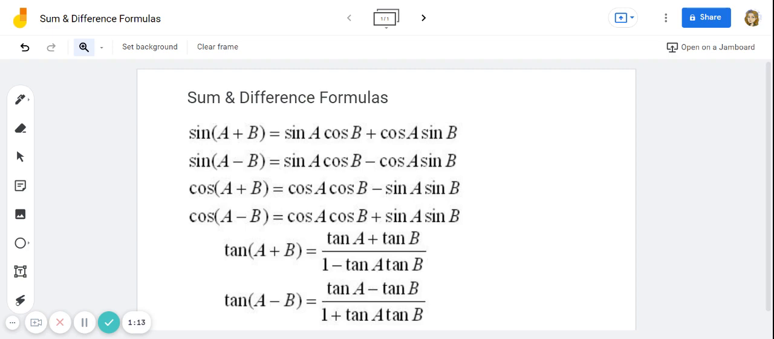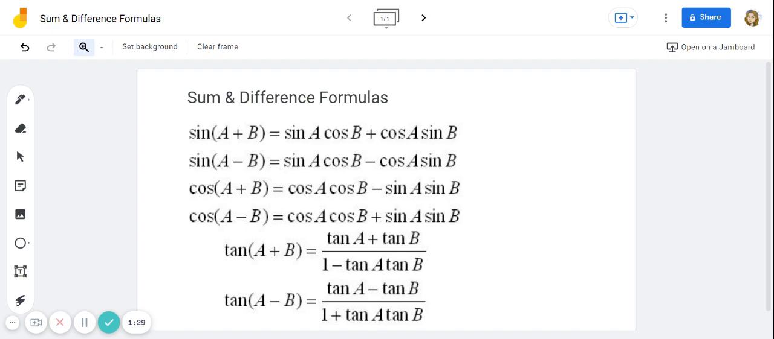Okay, so those are opposite. Notice that the sine sum and difference formulas had the same sign in between. If it was addition, it was an addition sign. If it was subtraction, it was a subtraction sign. Whereas cosine is flipped. Okay, so that's important to remember.